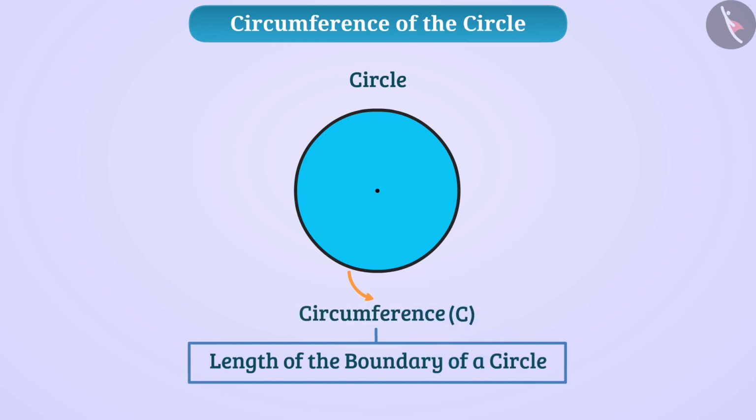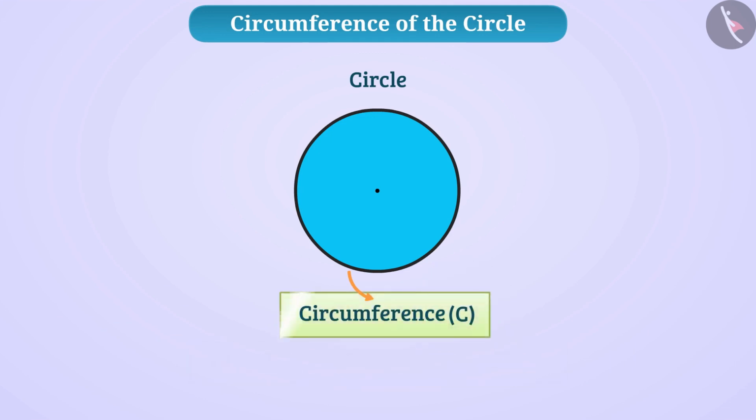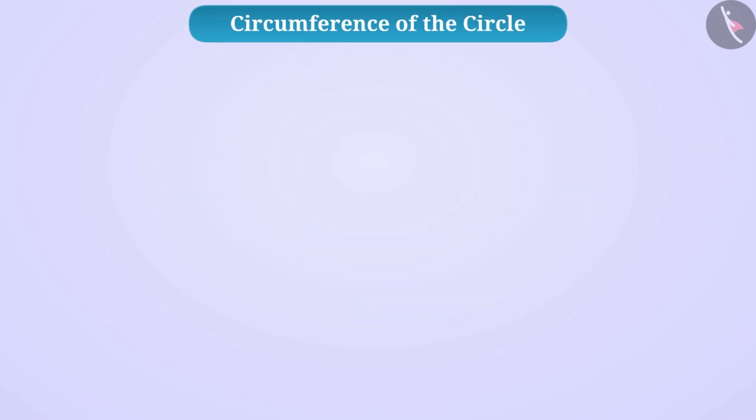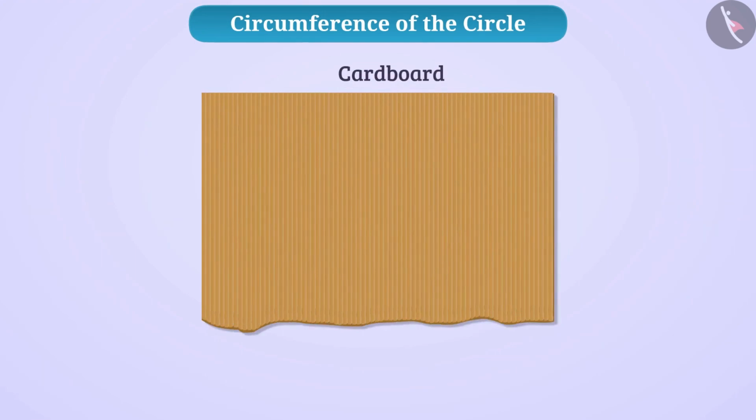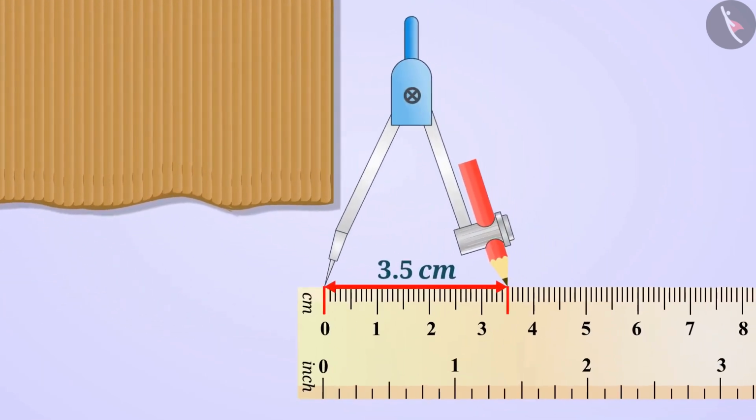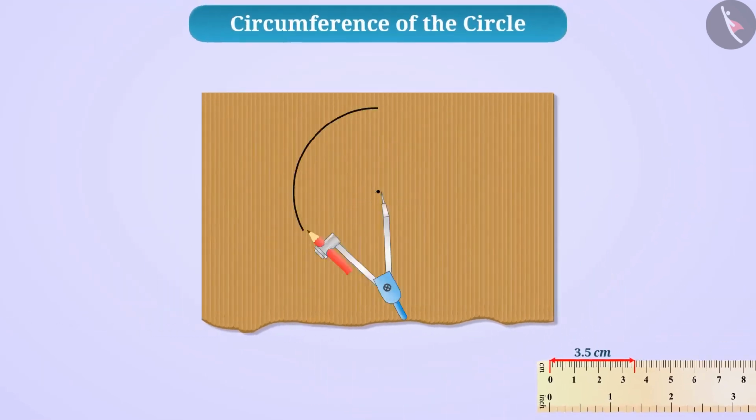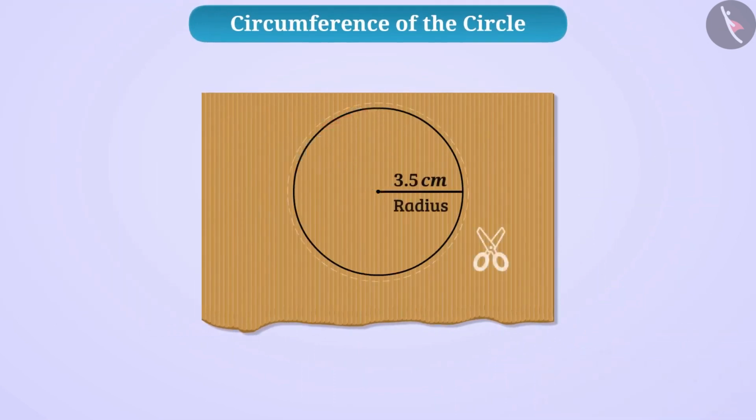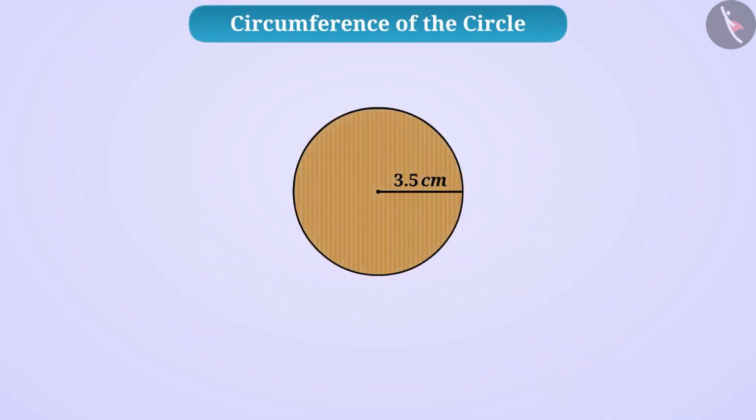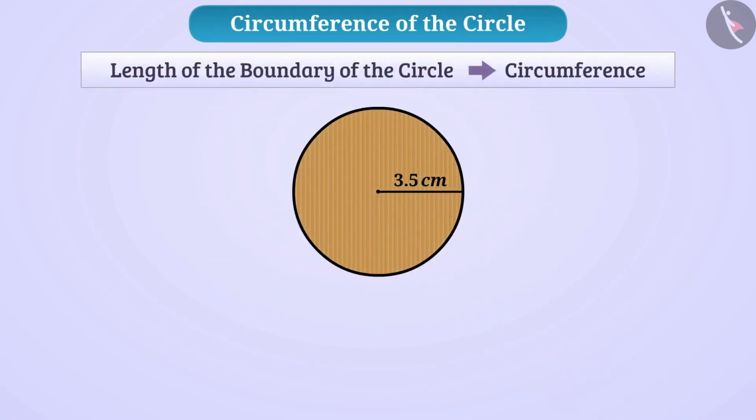Let us perform an interesting activity to know how to find the circumference of a circle. Take a cardboard. On this, draw a circle of radius 3.5 centimeter. Cut the drawn circle. Can you tell how we can find out the length of the boundary of the circle, that is its circumference? Think.